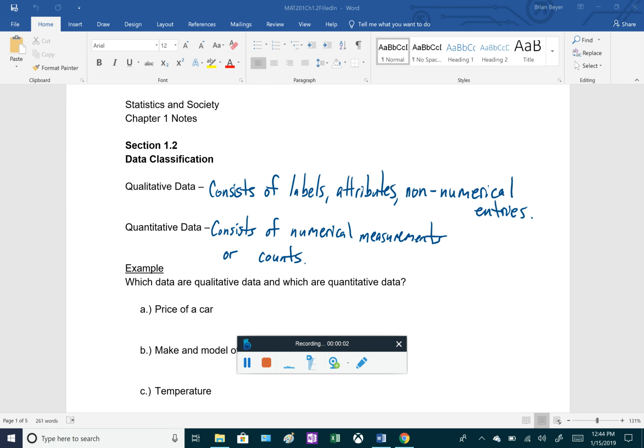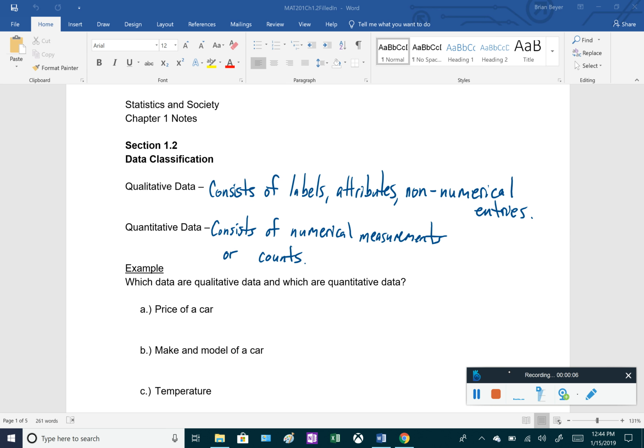Okay, section 1.2 is data classification. So there's two main ways that we classify data. There's qualitative data and there's quantitative data. Qualitative data consists of labels, attributes, or non-numerical entries, and quantitative data consists of numerical measurements or counts. So quantitative, like quantity, typically anytime we see a number, it's going to be quantitative.